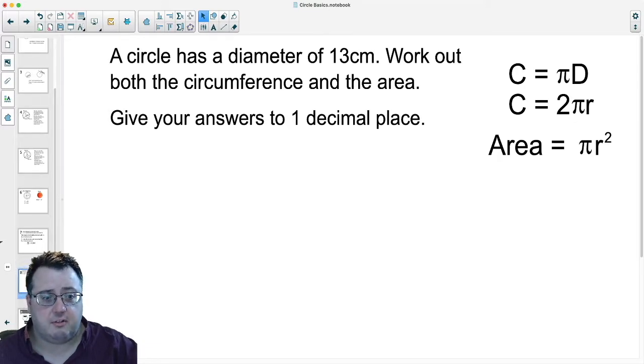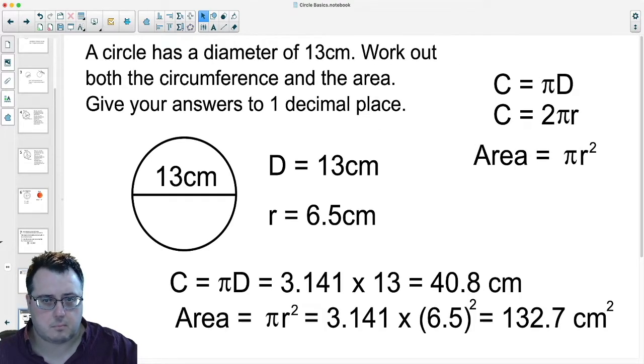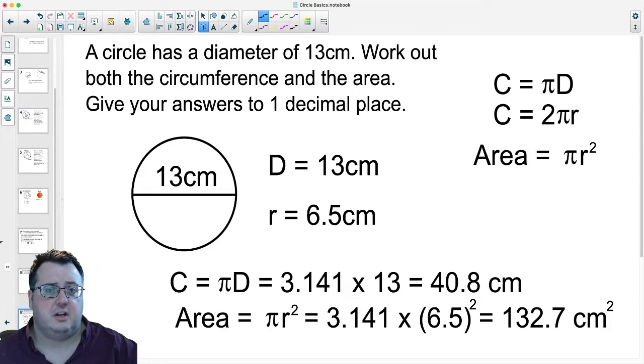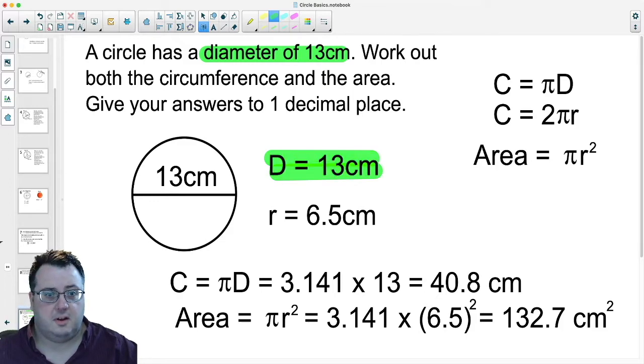Right, okay, I'm going to go through it now. So a circle has a diameter of 13 cm. Work out both the circumference and the area. Give your answers to 1 decimal place. Okay, so we use the information that's given in our question. If I get my highlighter pen, I can put in here, diameter is 13, so I can write that here and here.